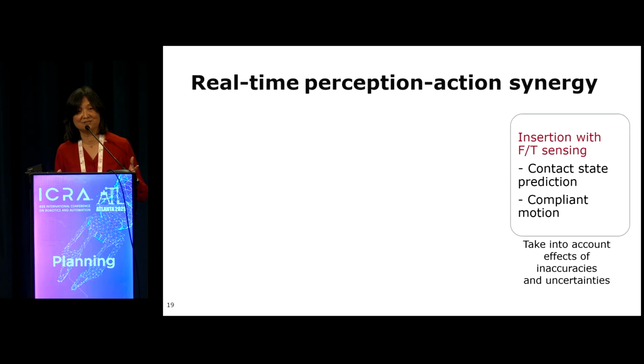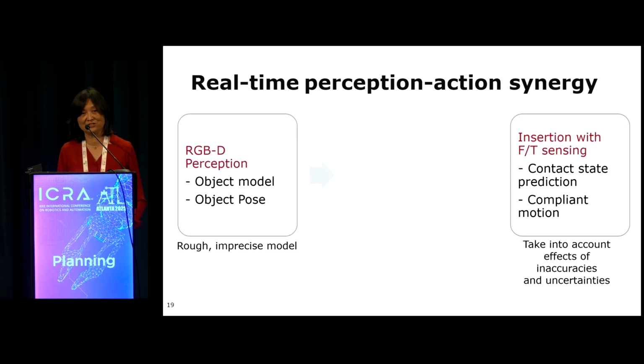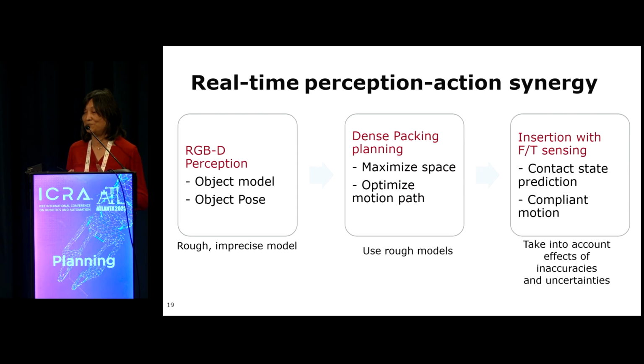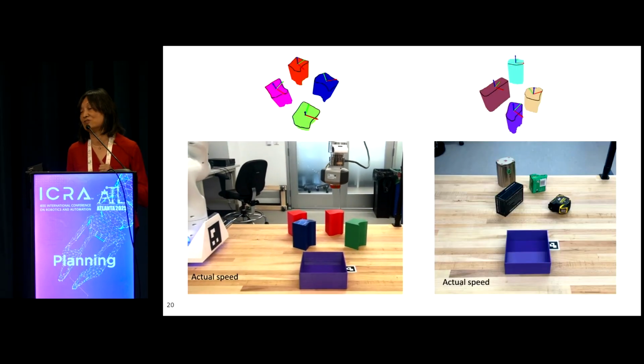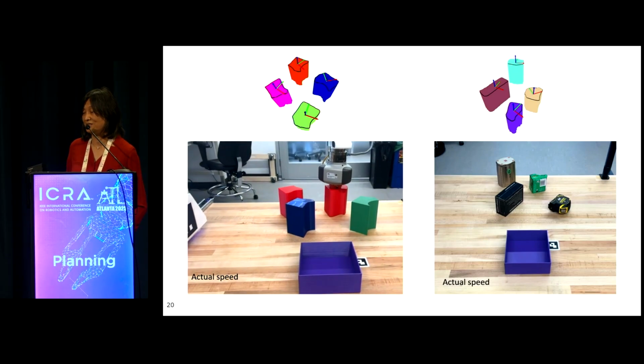And we further leverage this for more general assembly, not just a single insertion but multiple insertions. So we consider a dense packing situation. If we have objects that we don't know, we can quickly use, say, RGBD perception to build the object model and object pose, which can be rough and imprecise, but we're not afraid because we can handle uncertainties. And we can do dense packing planning, which is some form of assembly planning, to maximize the space of a container by putting objects into it and optimize the motion path. And then execute it with our robust insertion strategy. And this is an example of that.